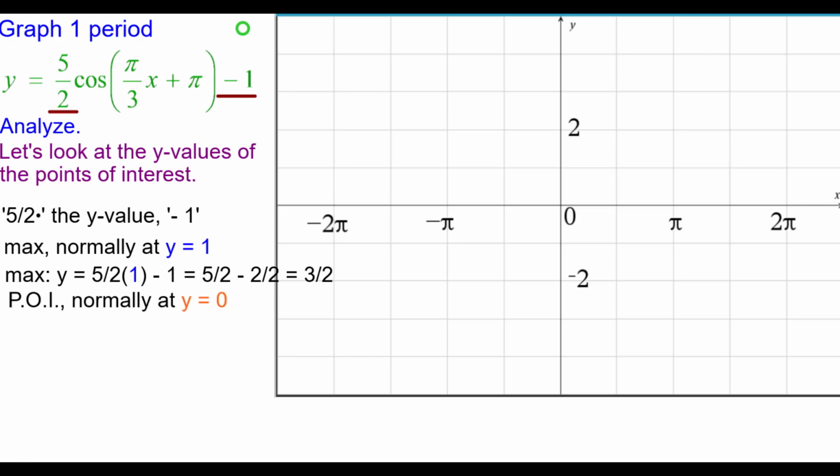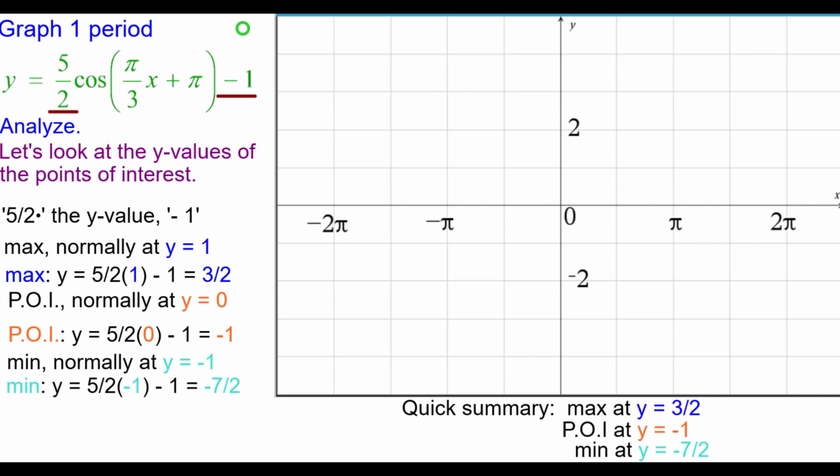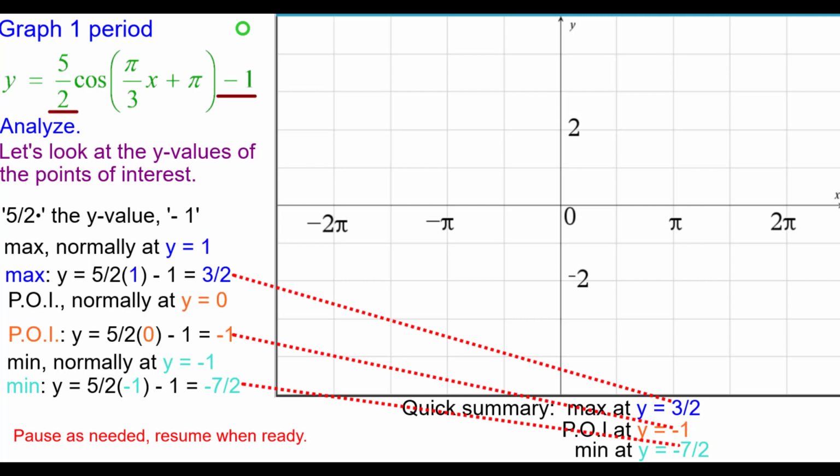Points of inflection normally are along the line y equals 0. But if we multiply 0 by 5/2 and subtract 1, we get -1. The minimum normally is at y equals -1, but we're multiplying that by 5/2 and subtracting 1. So we're going to get -5/2 minus 2 more halves, which is -7/2. And here we're color coordinating them so you can see them, and we'll also summarize them over here. So pause as needed, resume when you're ready.